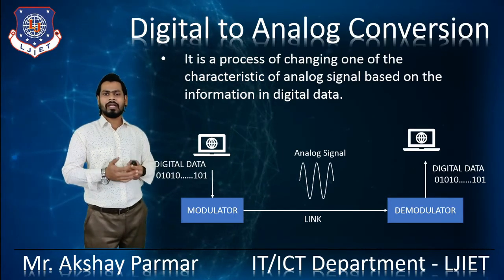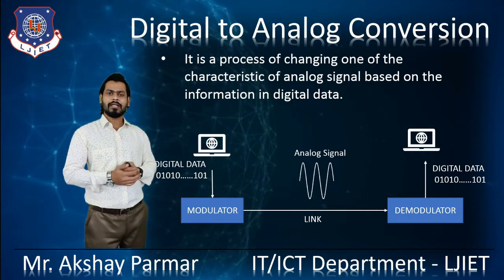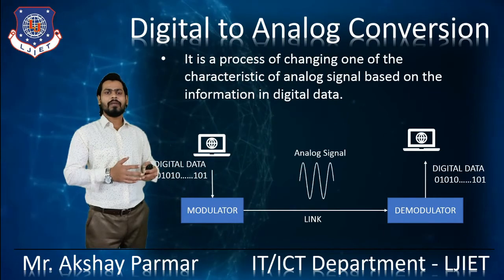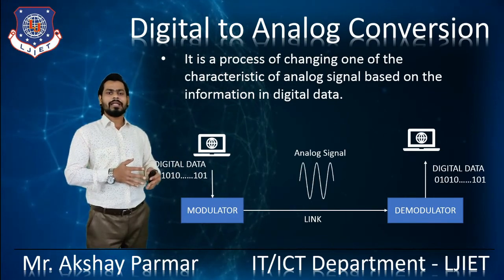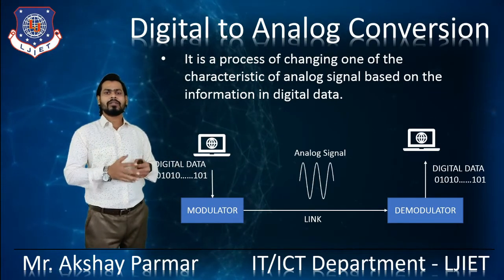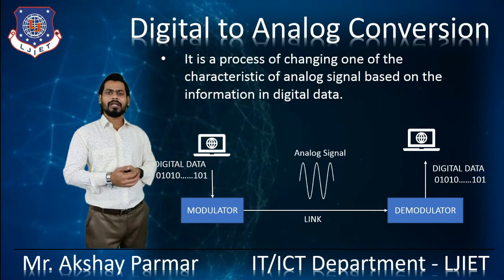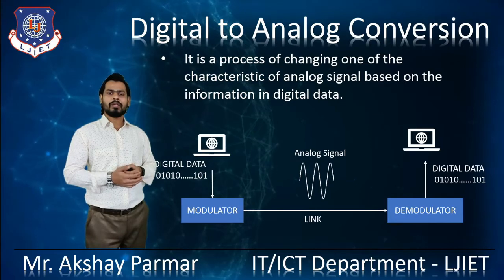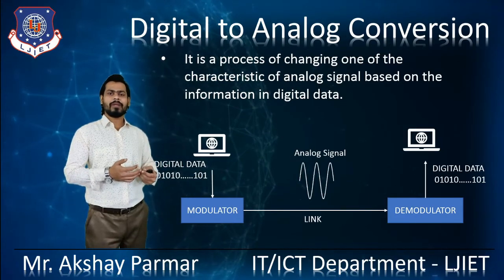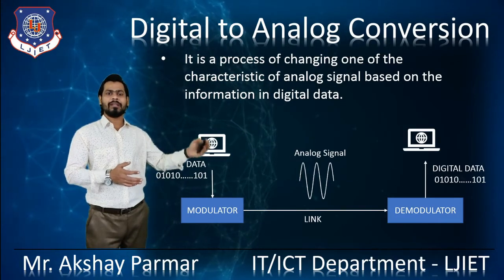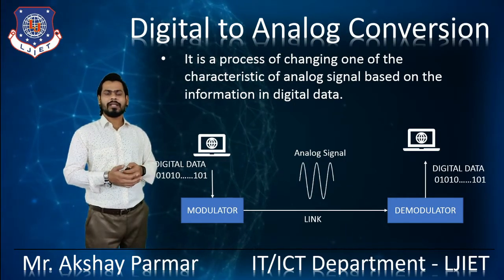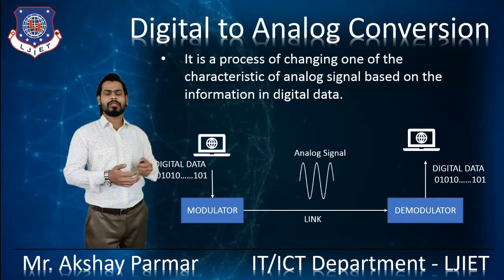After making the analog signal, it is transferred using the link and sent to the demodulator, which is at the receiver side. The analog signal is transmitted by the transmission media and reaches the demodulator. The demodulator converts that analog signal back into digital data, and the receiver gets our actual digital data. That's how this process works.